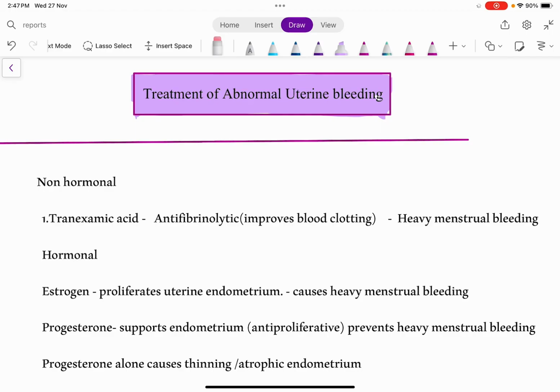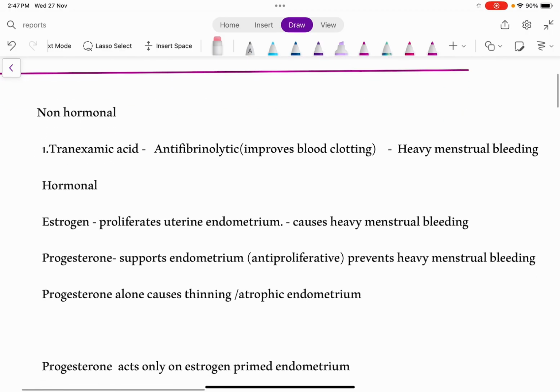Going with the treatment of abnormal uterine bleeding, we are going to discuss this in three subcategories. The three sets of treatments available are the non-hormonal, the hormonal, and the procedures which can be done in a patient with complaints of heavy menstrual bleeding. So what are the non-hormonal approaches? The non-hormonal approach is tranexamic acid.